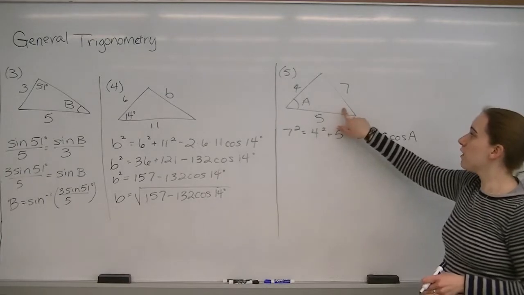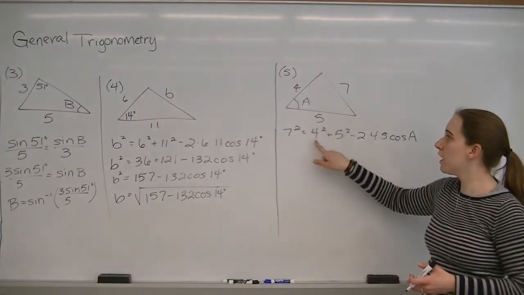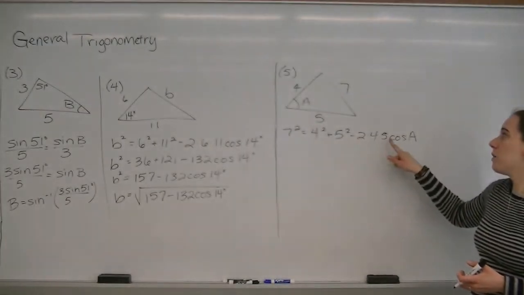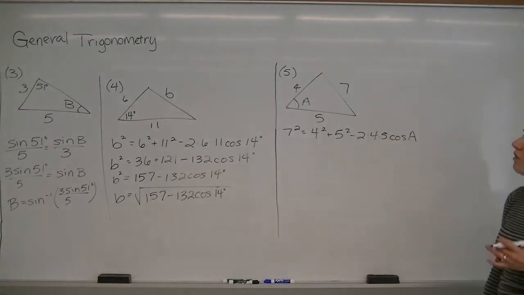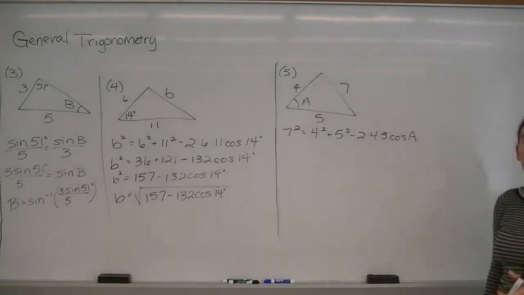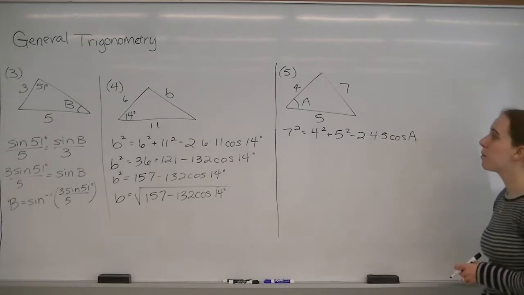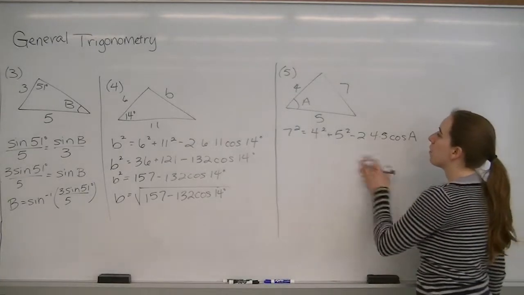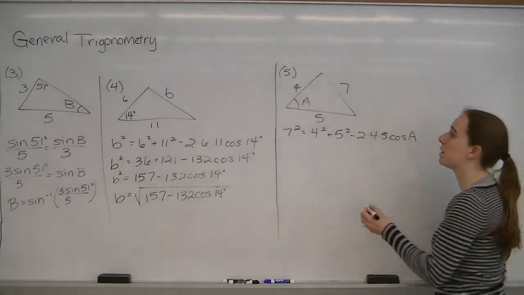If we called this angle C and wanted to find this angle, we would set it up so 4 squared is equal to 7 squared plus 5 squared minus 2 times 7 times 5 times the cosine of C. So we could find any of the angles here using the law of cosines. So that could be extra practice. If you want more practice with this, go through and find the rest of those angles. But we're just going to go through one. You'll see the process. It'll all be the same, just with different numbers.